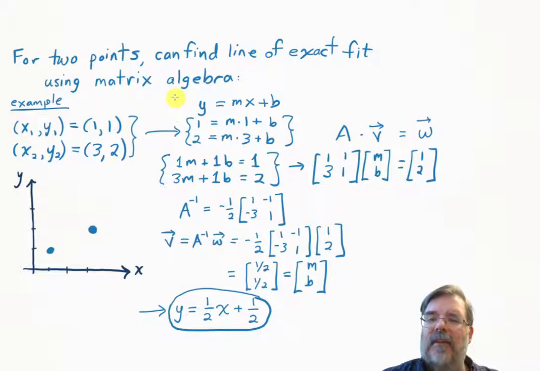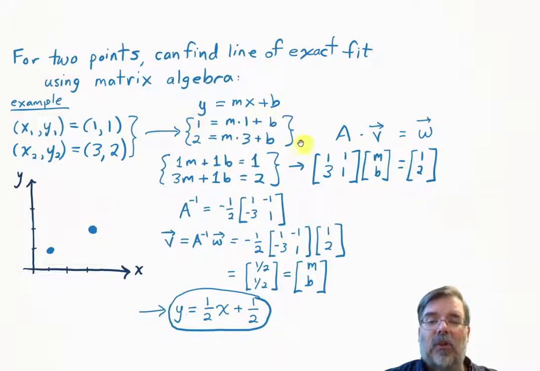So we want to find the line of exact fit, the equation of a line y equals mx plus b, using matrix algebra. Let's say we have 2 points. The first point is 1, 1. The second point is 3, 2. We can take the values for these 2 points and plug them in. Be sure you plug in the x values for x and the y values for y. And now we have a system of 2 equations with 2 unknowns.